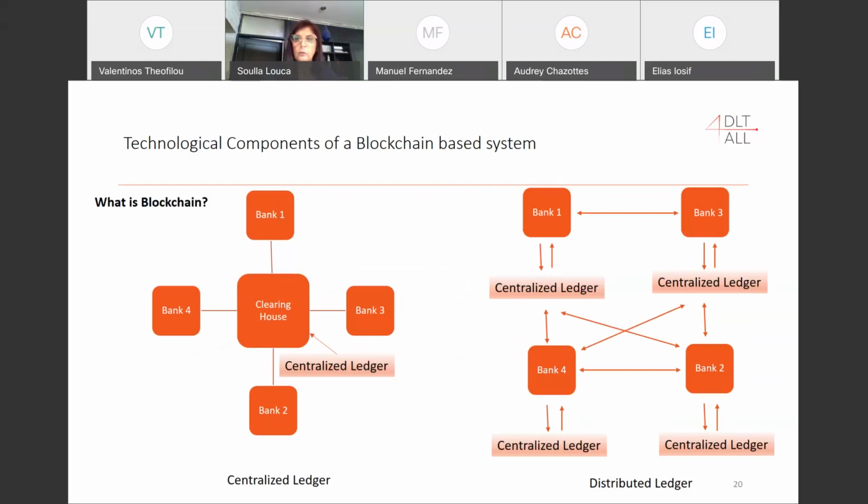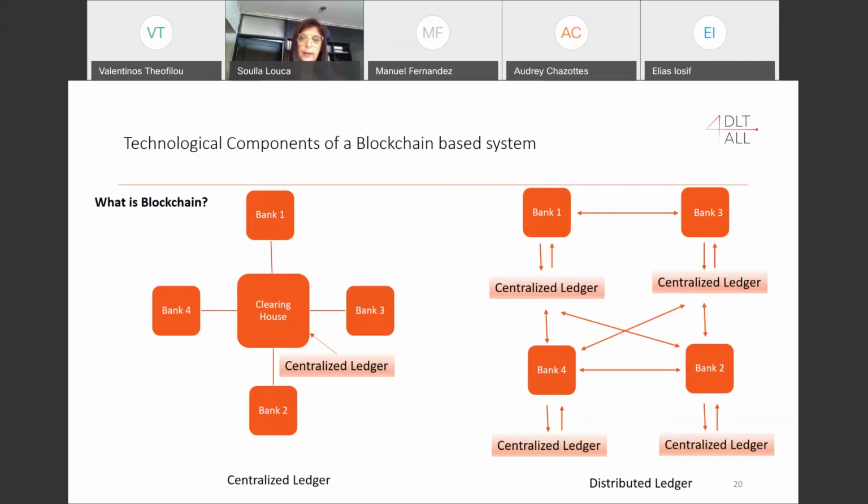Now, if we look at the blockchain-based system in a more graphical way, in the first diagram, we see what we refer to as a centralized ledger. Imagine you have a bank, and this bank, in order to exchange and to have any transactions taking place between them, we need to have a clearinghouse, an intermediary, where a centralized ledger is kept to enable the transactions to take place between these different banks that we have.